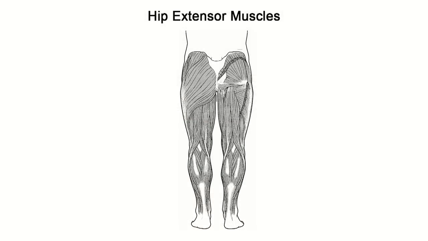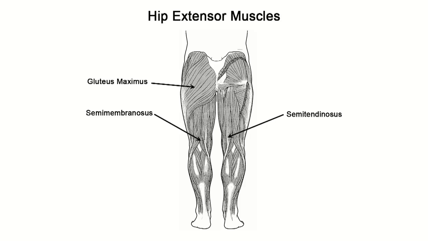Now, the muscles involved with hip extension are the Gluteus Maximus and the hamstring muscles, which are the semimembranosus, semitendinosus, and the long head of the biceps femoris. And for the record, the short head of the biceps femoris does not cross the hip joint and is therefore not considered an extensor of the hip.